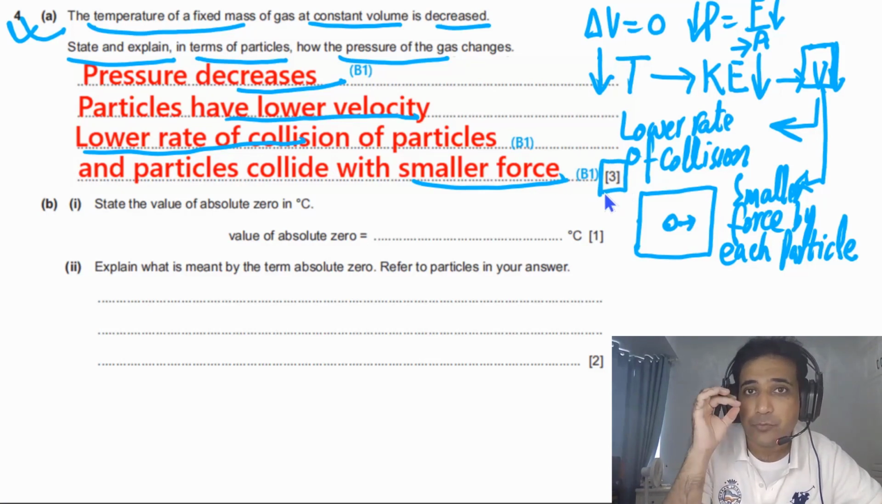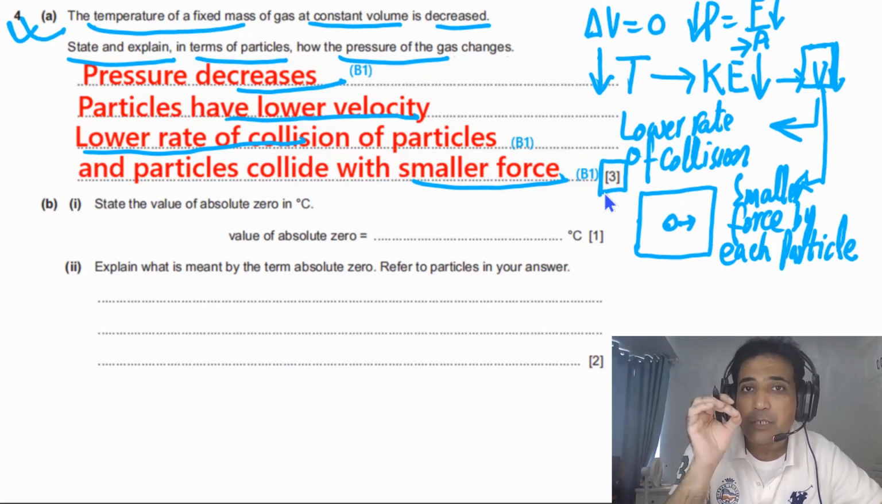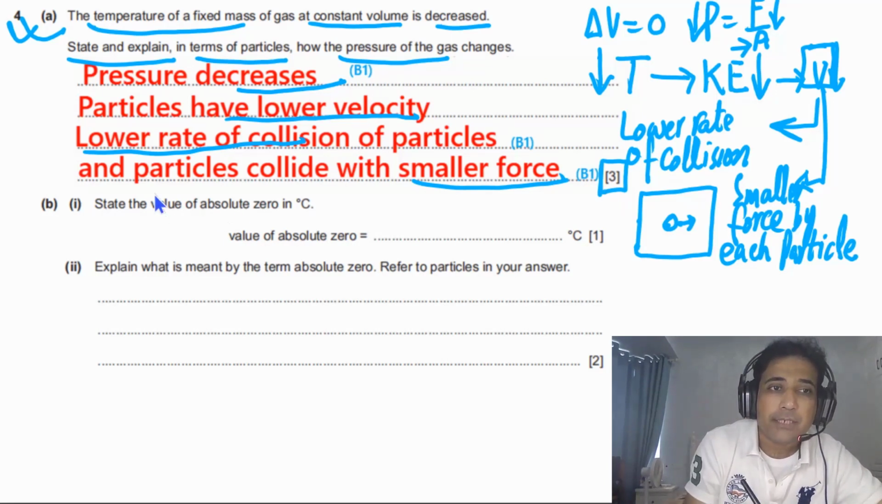And this is kind of a repeated question. Your concept about this point has to be clear. Means why pressure decreases if temperature decreases and volume is kept constant. For the second part, part B1, we need to state value of absolute zero in degrees Celsius.